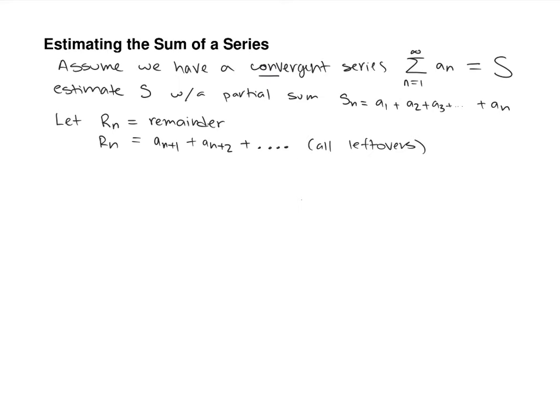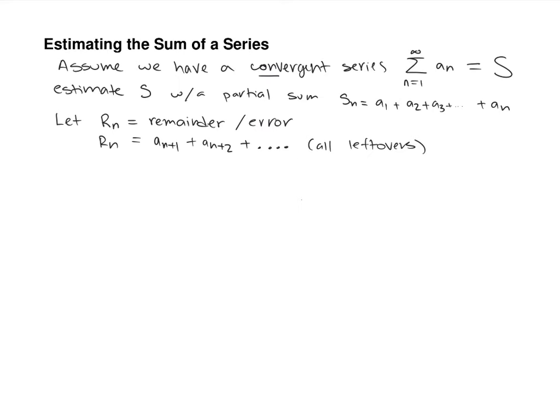Does it make sense that this r sub n measures how much you're off by? This is your error. This is how much you're missing. So this r sub n is the remainder, and it's the error: how close you are, how much you're off by. And we're going to be able to estimate that.